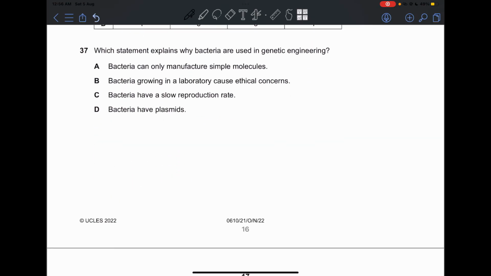37. Which statement explains why bacteria are used in genetic engineering? A says bacteria can only manufacture simple molecules. This is an incorrect statement. B, bacteria growing in a laboratory cause ethical concerns. Of course, this is an incorrect statement because bacteria do not cause ethical concerns. Ethical concerns are when, for example, animals are being used. C says bacteria have a slow reproduction rate. This is incorrect. Bacteria reproduce asexually. This means that they are very fast in reproduction. D says bacteria have plasmids. This is a correct statement, so our answer is going to be D.